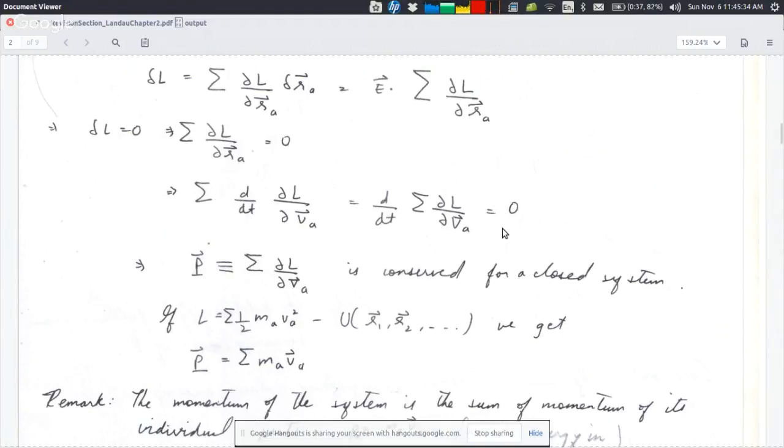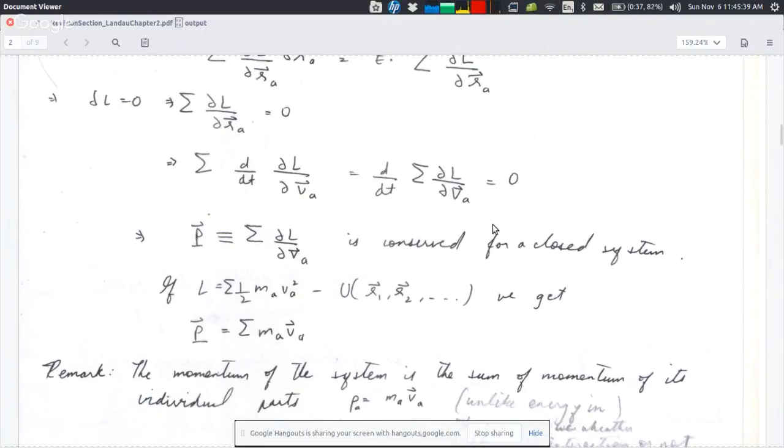Since the Lagrangian doesn't explicitly depend on time, they can take d by dt. But it might implicitly depend on time, right? So you can't just say that. What are you saying, Kishore? Okay, the summation is over the index a, and d by dt is linear, so you can bring the summation inside. That is all.